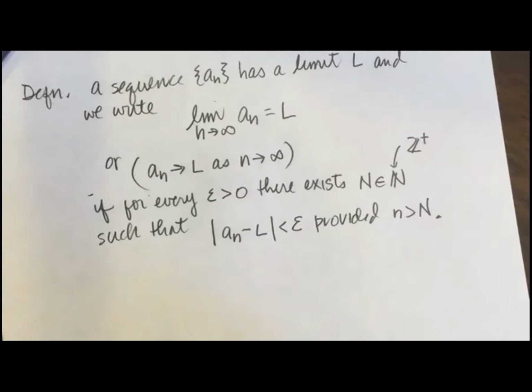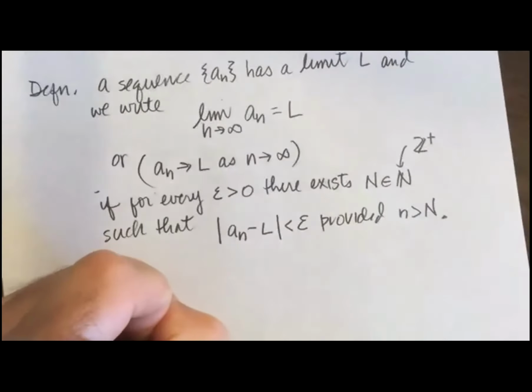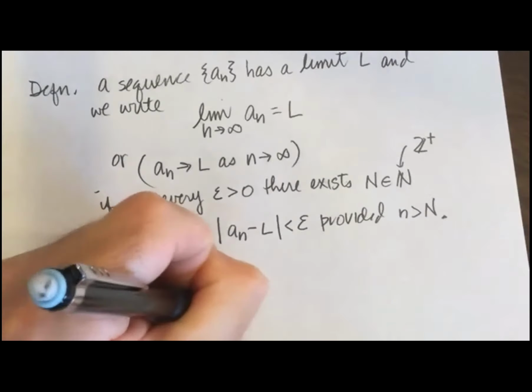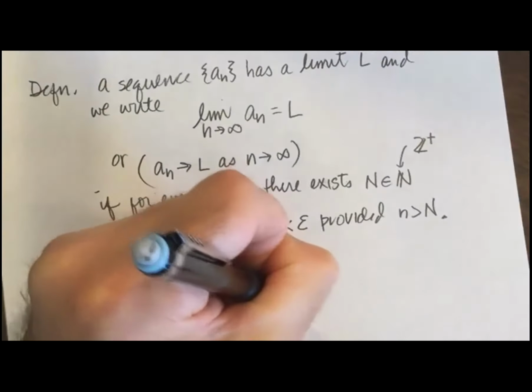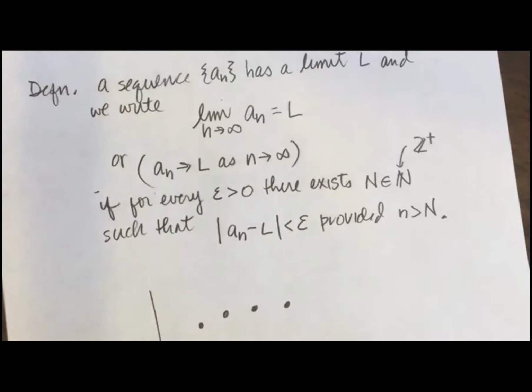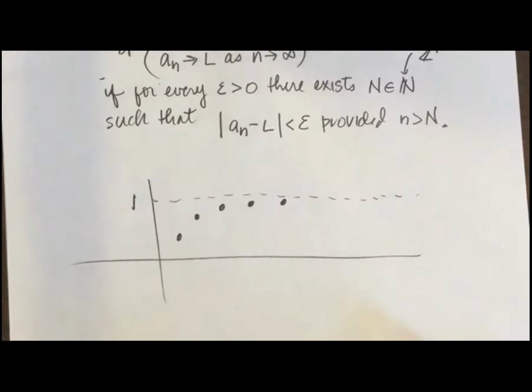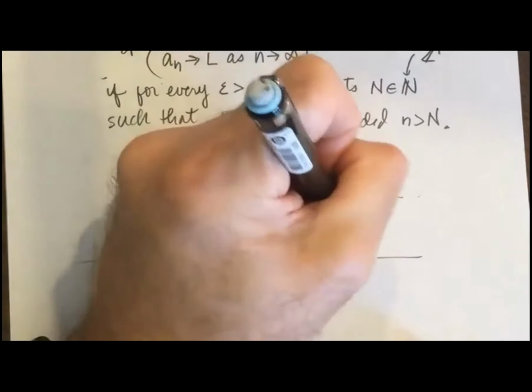And it says this. Check this out. I'll draw a picture. Here was our sequence: 1/2, 2/3, 3/4, 5/6, 6/7. What's it doing? It's getting closer and closer to 1. Are you remembering this? This was our example.